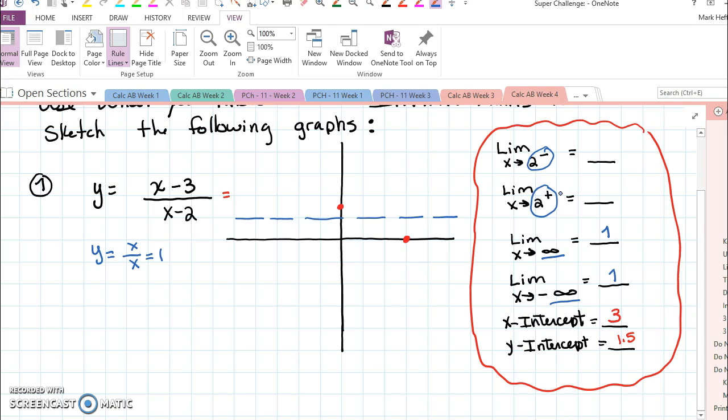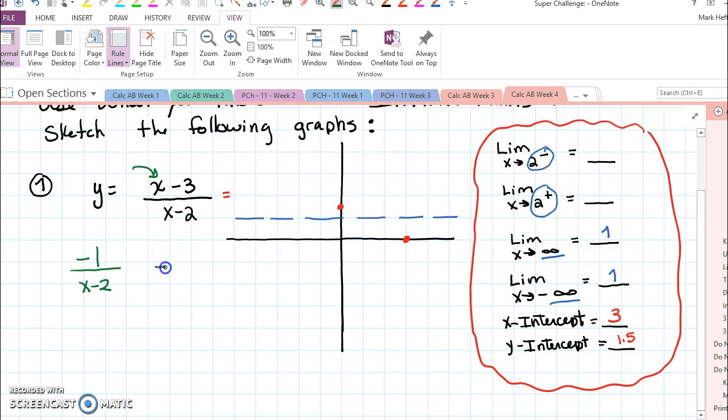The last piece I need to do is figure out what is the behavior on either side of what appears to be an asymptote, because that's when I'm dividing by 0. So to figure that out, I'll look at 2 in the numerator. So I'm really looking at 2 minus 3, or negative 1, over x minus 2.